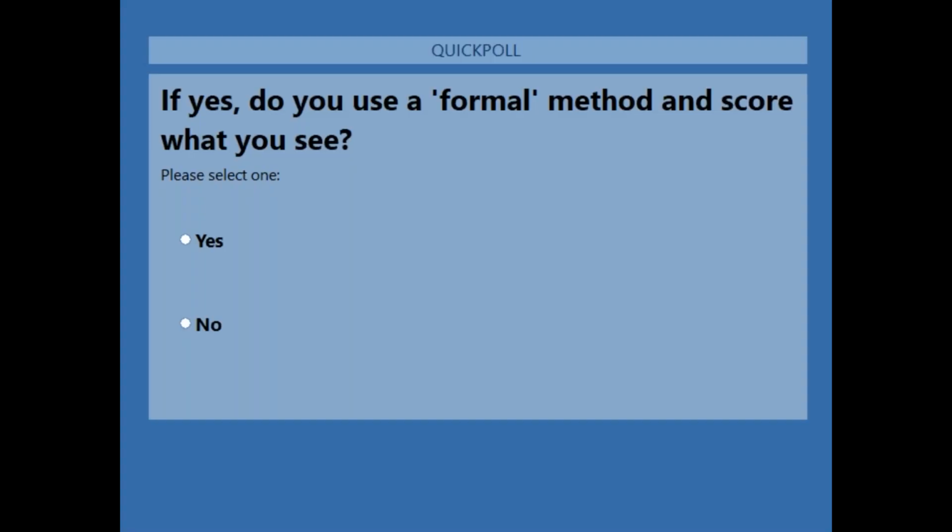If yes, so 62% of you said yes, do you use a formal method and actually score what you see? So David, you indicated that perhaps you don't formally score your soils, but perhaps if you could again answer yes or no, that would be really helpful. Thank you. So David, do you want to make any comment there?